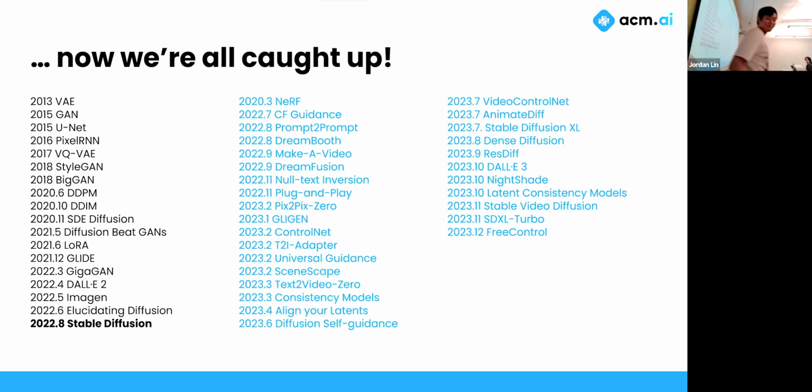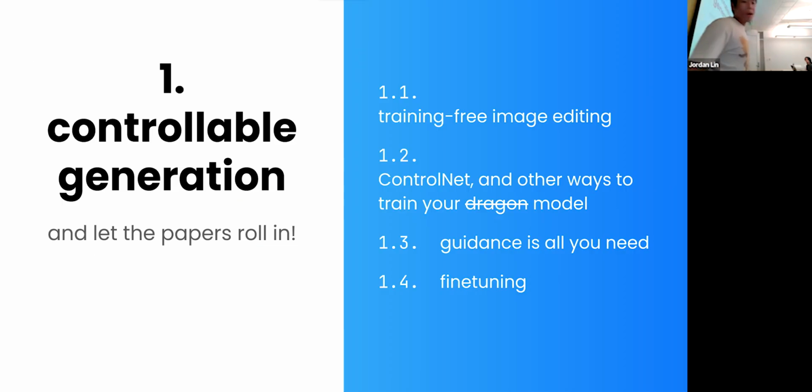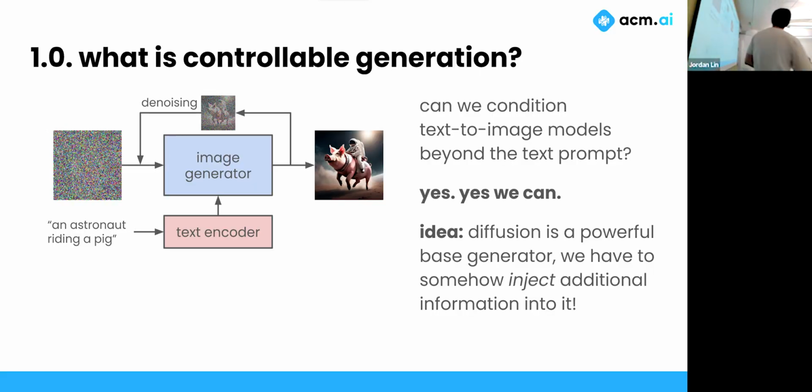Okay. Part 1, controllable generation. This is where this presentation is supposed to actually start, so let's get started. Now you have an idea of what text-to-image models are. So first of all, what is controllable generation? The question is basically, can we condition text-to-image models beyond the text form? Yes, we can.